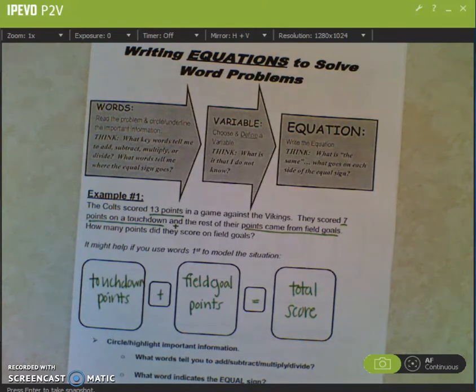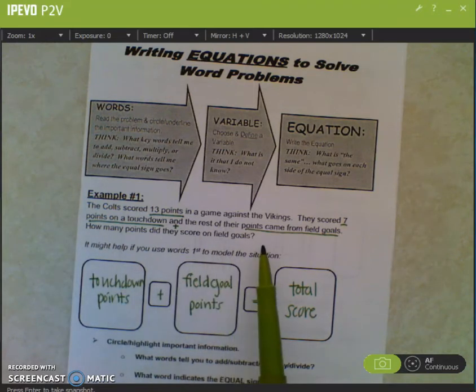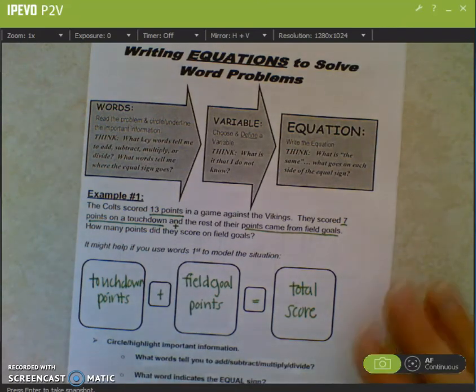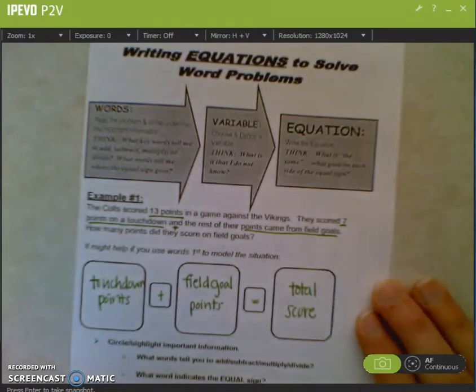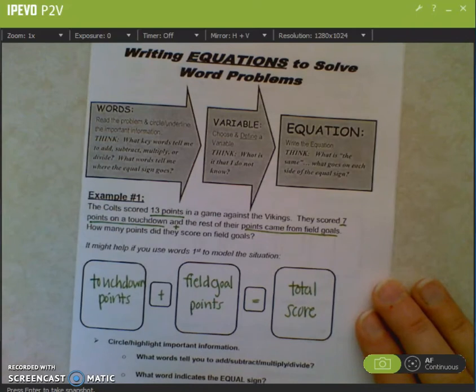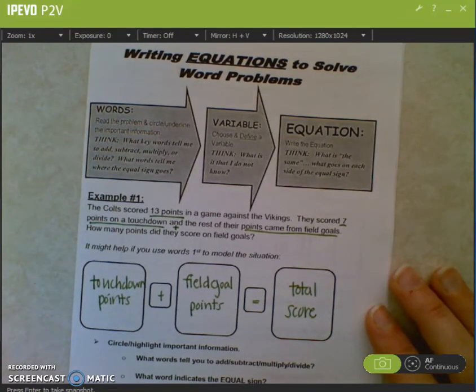So to find the variable, what do we not know? Let's look at the question. How many points did they score on field goals? To find the variable, it's the points they scored on field goals. That's what we're trying to figure out. So P equals points they scored on field goals.